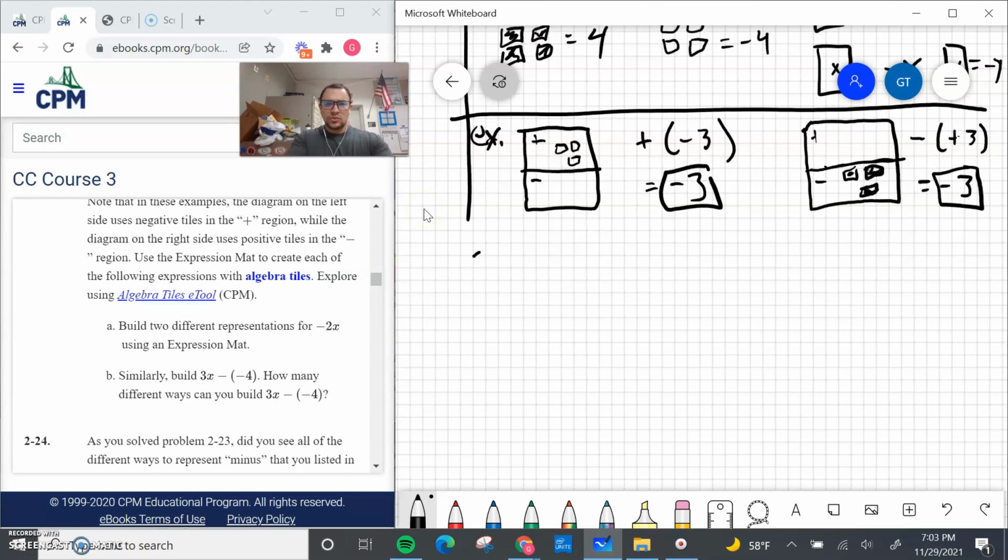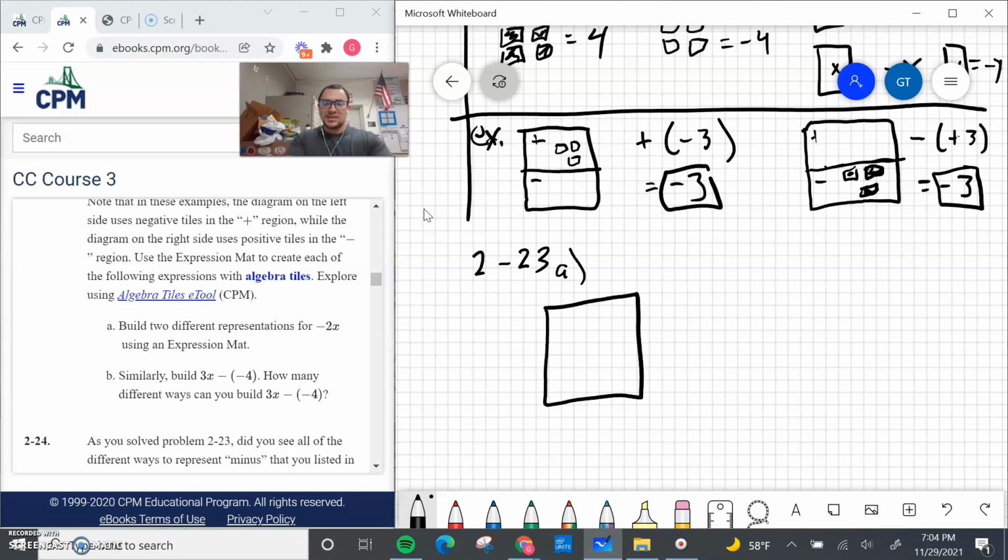All right? So we're going to be talking about a few things here. Let's go on to 2-23A and build two different expressions for negative 2x. Again, pause the video if you can. Try to do this on your own and see what comes up. But two different expressions for negative 2x using the expression mat.